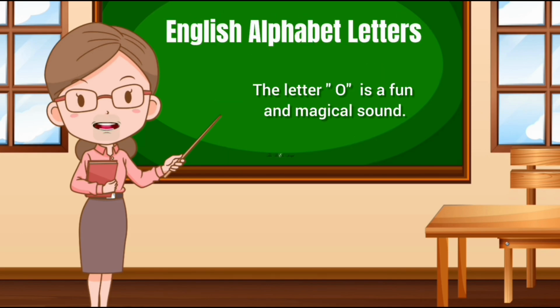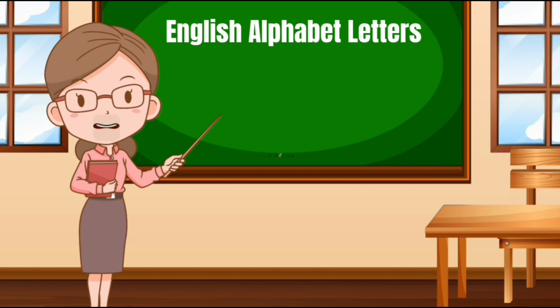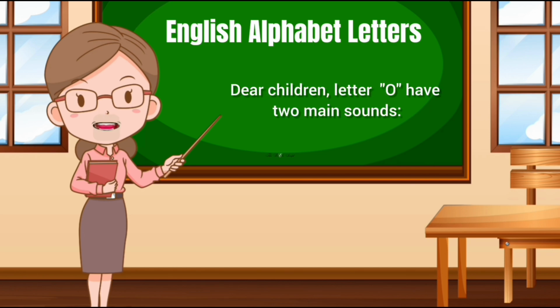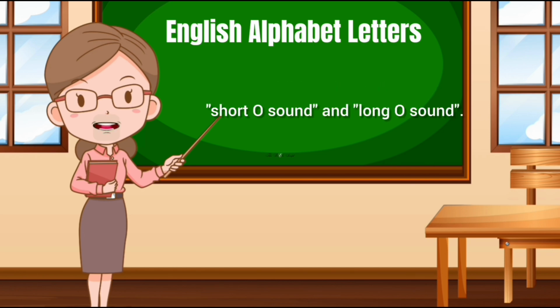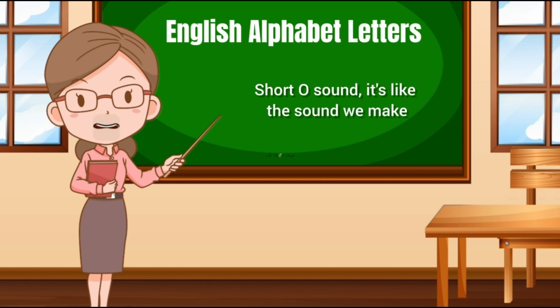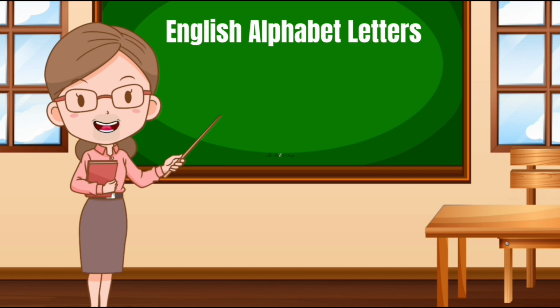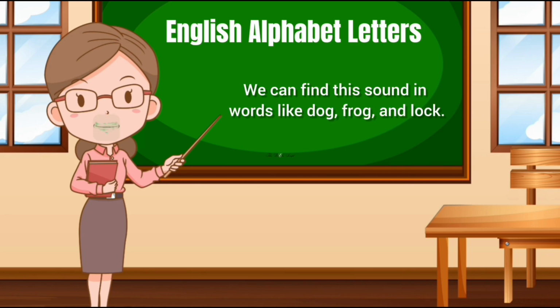The letter O is a fun and magical sound. When we say the letter O, it makes a round shape with our mouth, just like the shape of the letter itself. Dear children, O has two main sounds, short O sound and long O sound. Short O sound, it's like the sound we make when we pretend to be surprised, like, oh. We can find this sound in words like dog, frog, and lock.